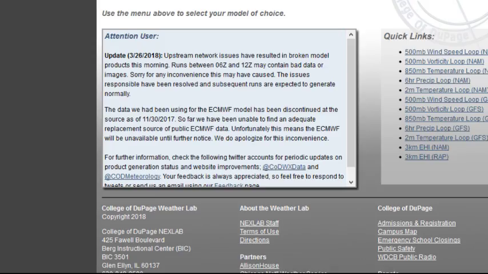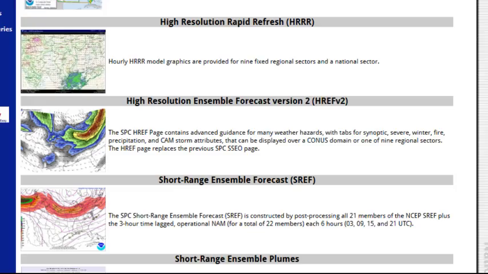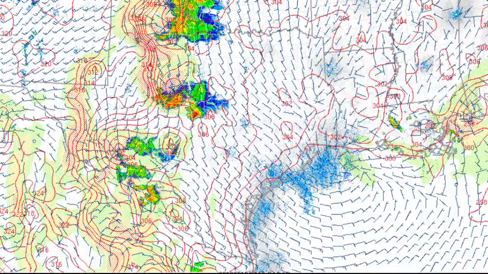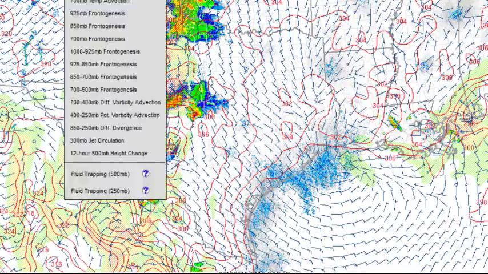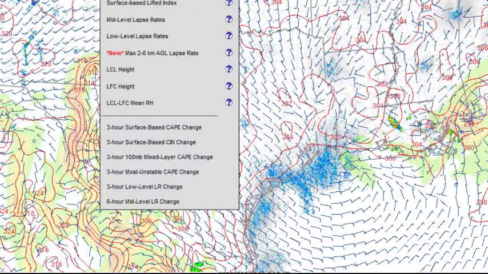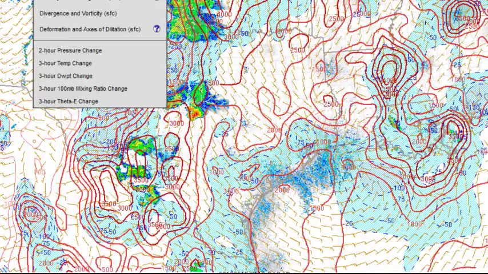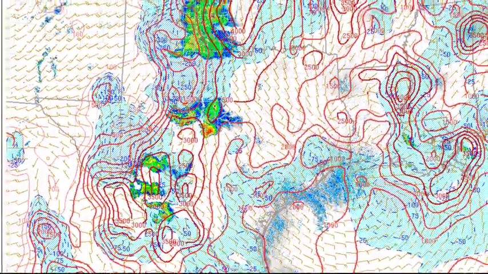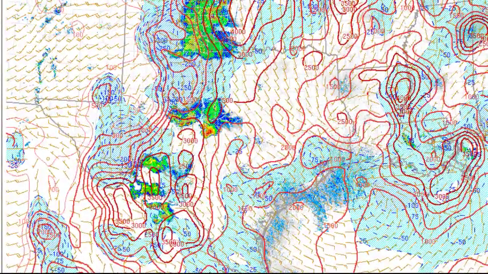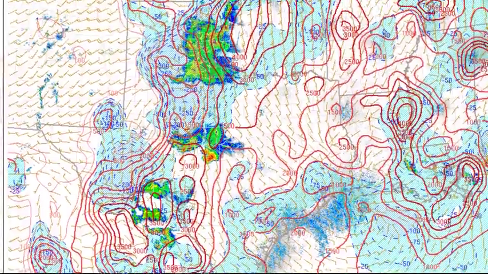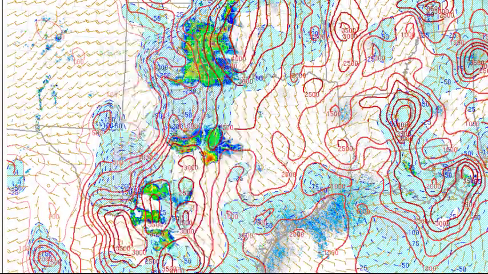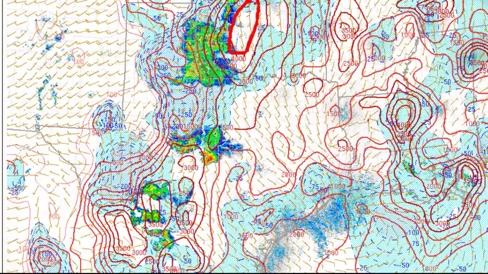Okay, what else to look at? I know we have to shift gears a little bit. I'm trying to figure out which product to go into next. I guess we can take a look at some of the severe parameters, maybe surface-based CAPE. There's a lot of heating, so this is a very good day to use surface-based CAPE. We can compare and contrast that with mixed layer CAPE, and we can see the values are up anywhere from 2,000 to 4,000. Some pretty good instability there in Oklahoma.